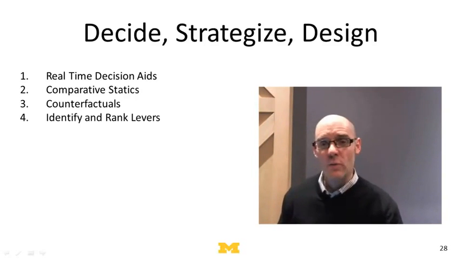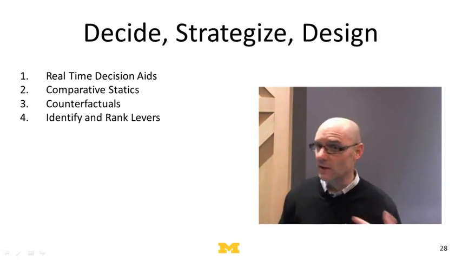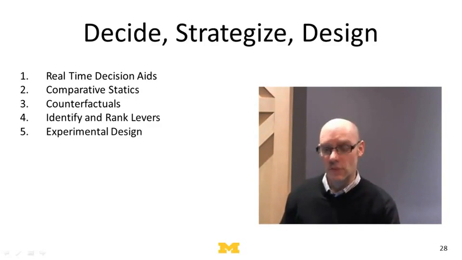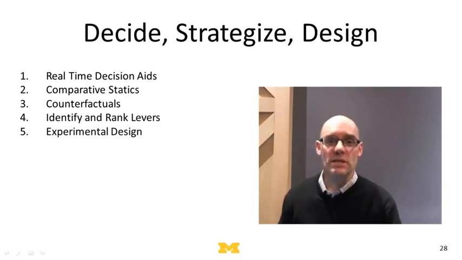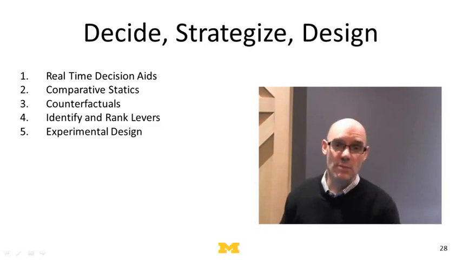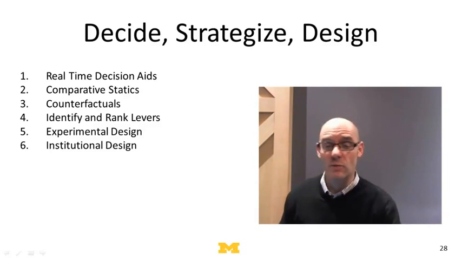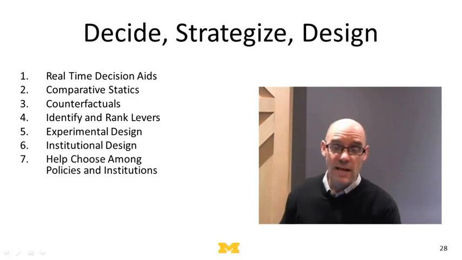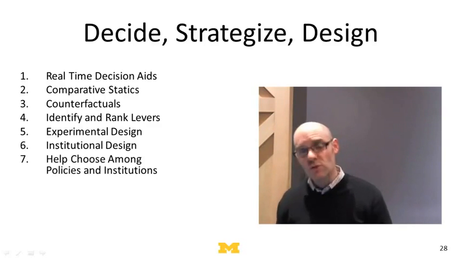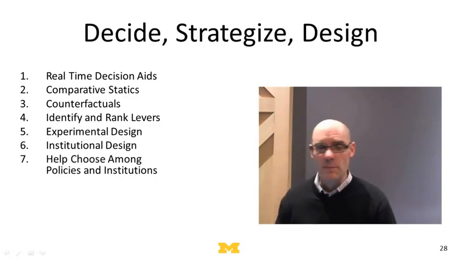Fourth, we can use them to identify and rank levers. Oftentimes we've got lots of choices to make. Models can figure out which choice might be the best, will have the most influence. Fifth, they can help us with experimental design. They can help us design experiments in order to develop better policies and better strategies. Sixth, they can help us design institutions themselves, figuring out, should we have a market here? Should we have a democracy? Should we use a bureaucracy? And seventh, finally, they can help us choose among policies and institutions. So if we're thinking about one policy or another policy, we can use models to decide among the two. All right, thank you.